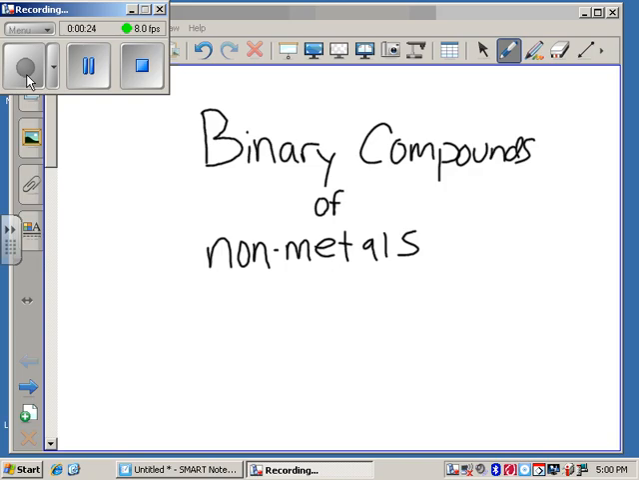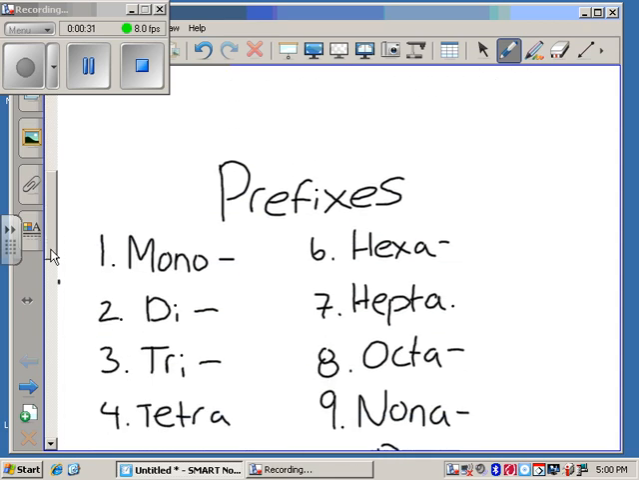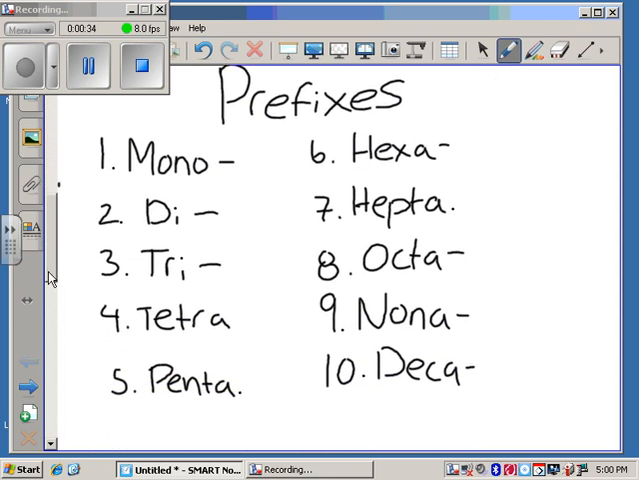A crucial aspect of this lesson is going to be understanding the prefixes that are on page 137 in Table 5.3. You can find that in your textbook. We've added two, which are number 9 and number 10. Nona and Deca are not in your textbook, so make a note of that.